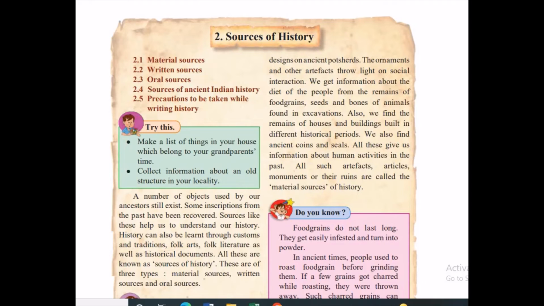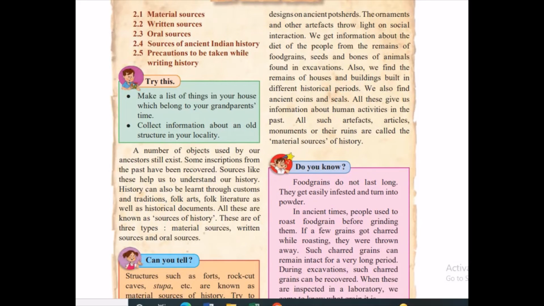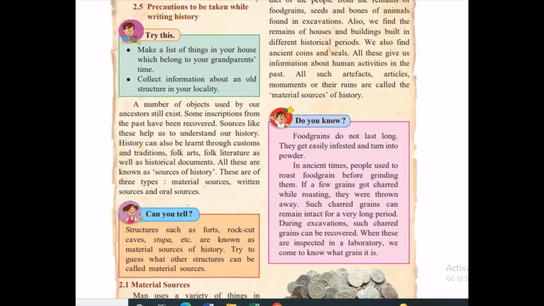We get information about the diet of the people from the remains of food grains, seeds, bones of animals, and foods found in excavations. We also find remains of houses and buildings built in different historical periods. We also find coins and seals. All this gives us information about human activities in the past. Such artifacts, articles, monuments, and ruins are called material sources of history.